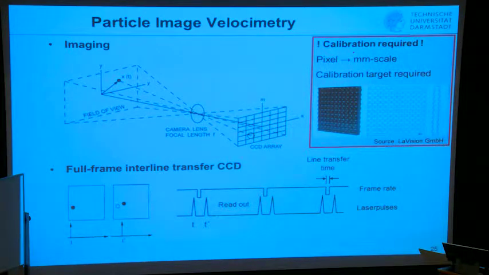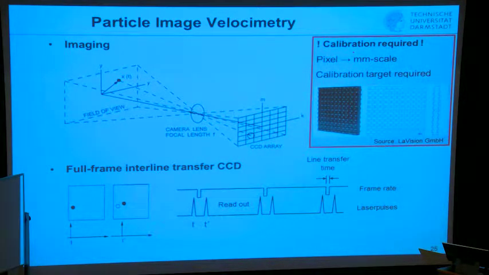For example, here for two-component PIV, it would be just a flat target where you have dots, clear marks with a known distance to each other, such that you can transform from millimeters to pixels. That is a very, very important thing that needs to be accounted for and is, as I said, different to LDV, a calibration step.